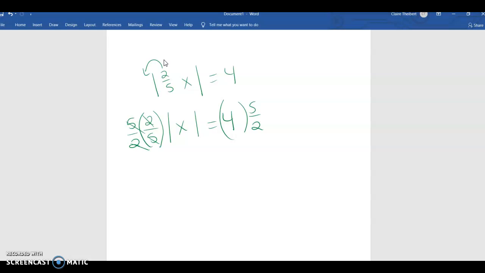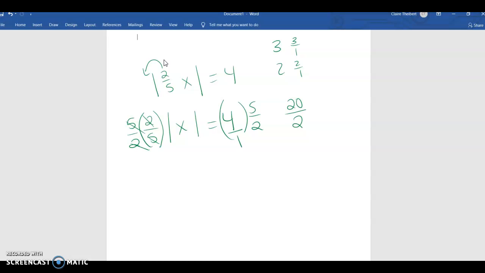Now, anytime you have a 4, you can just put it over 1. If you have 3 as a fraction, that's going to be 3/1. If you have 2, it's going to be 2/1 as a fraction. So we're going to make this 4/1. And when we multiply fractions, we multiply across. So 4 times 5 is 20, and then 2 times 1 is 2. When you get to this point, you can always divide. You're saying 20 divided by 2.